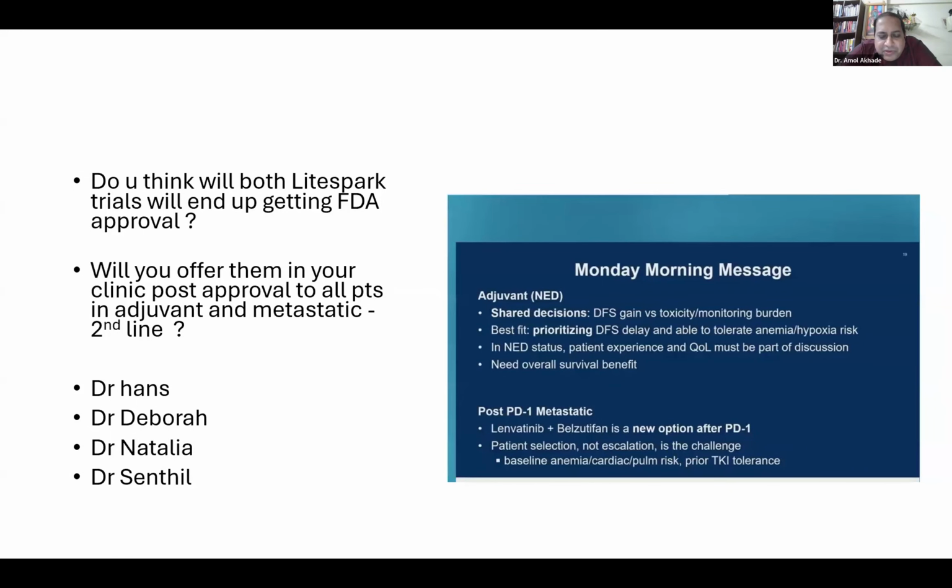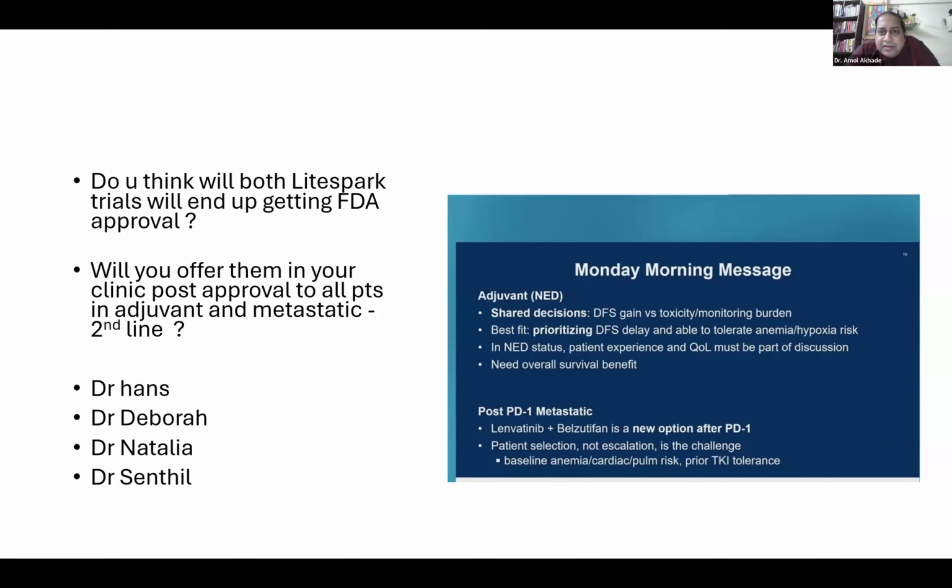Okay. So as we have discussed, most of the faculty would like to wait for the OS for the pembro plus Lenva, but the DFS data is impressive. But what about the other trial, with the Lenva plus belzutifan combination? If it gets approved, how keen are you to use it, Dr. Deborah? If it gets approved and belzutifan is accessible. Yeah, absolutely. Our normal second line would be cabozantinib for patients that haven't received that. But now I think we have very good, solid data that this new combination is very promising. So once it is approved, it will be used.